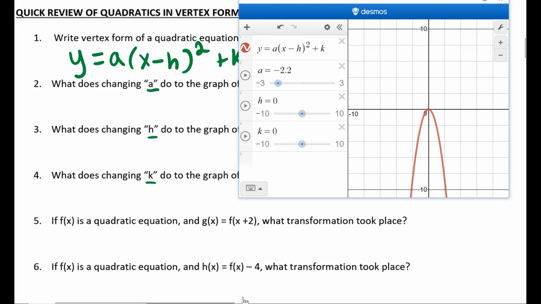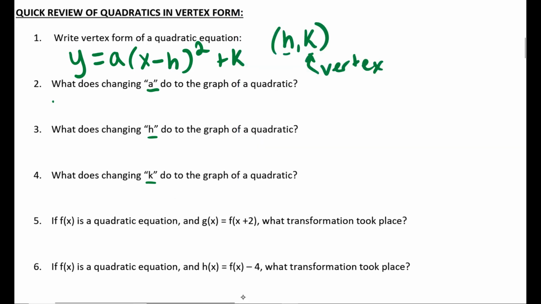So for the a value, we call that a vertical stretch or vertical shrink. So the a value vertically stretches or shrinks the graph.